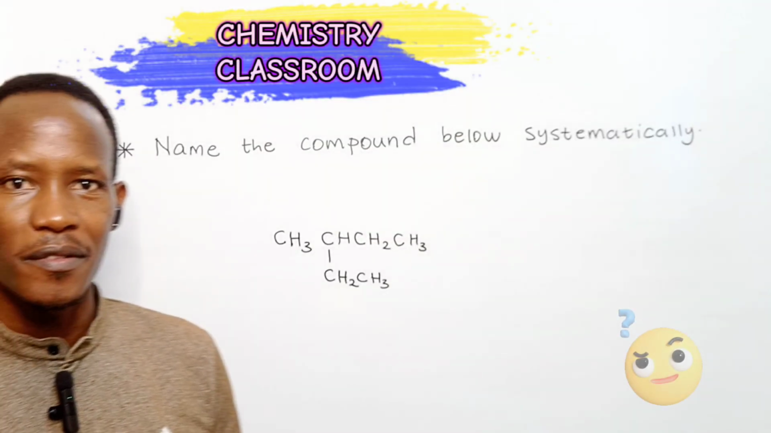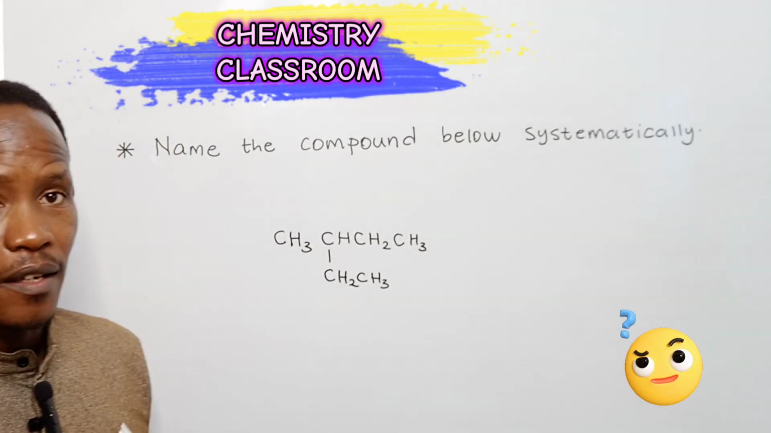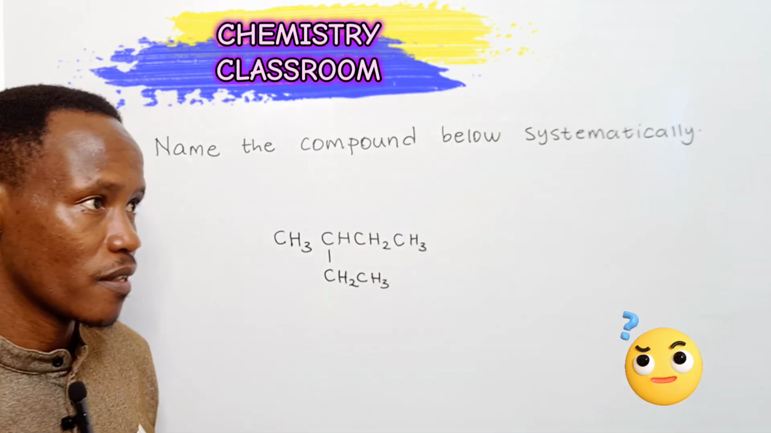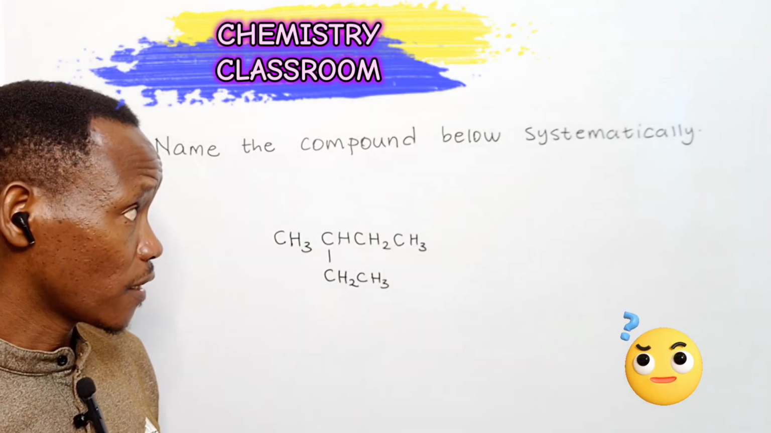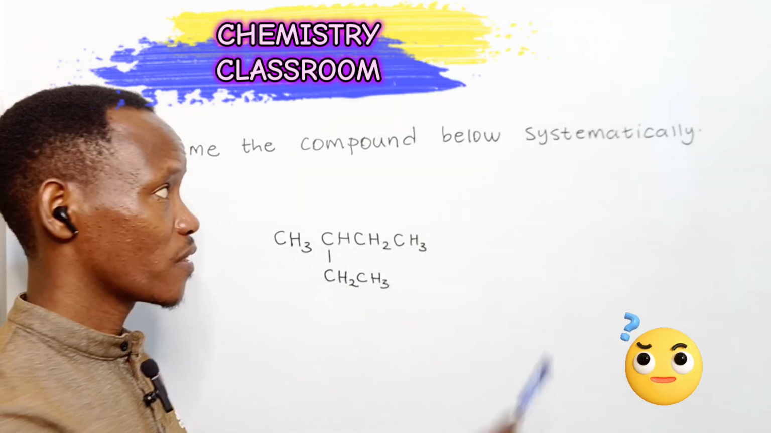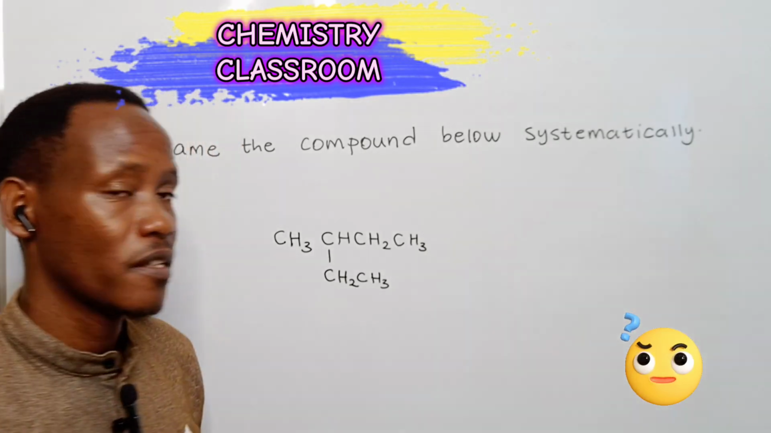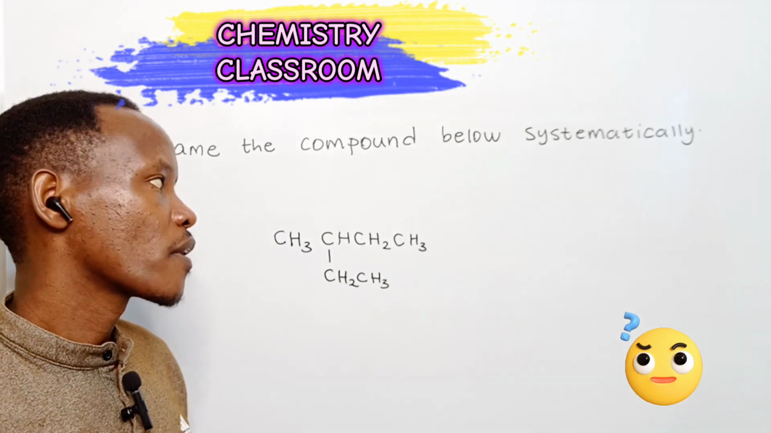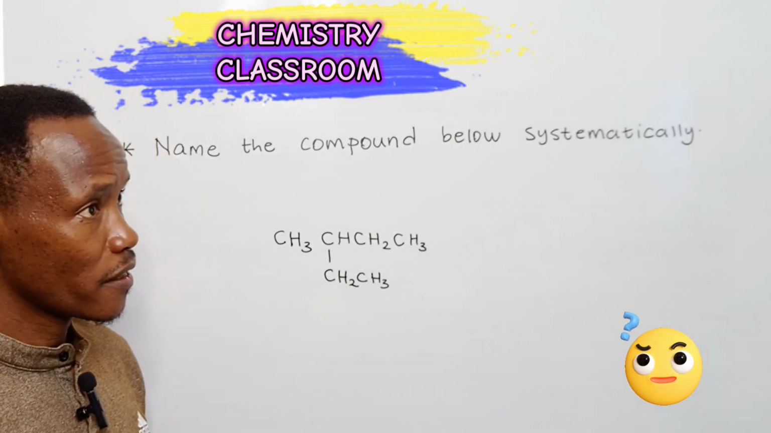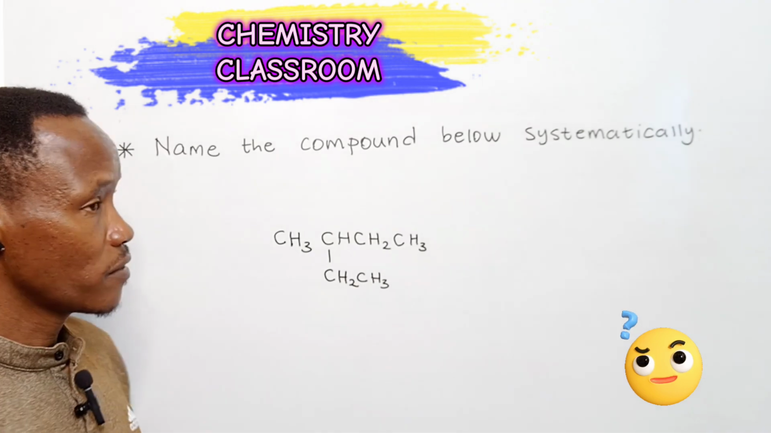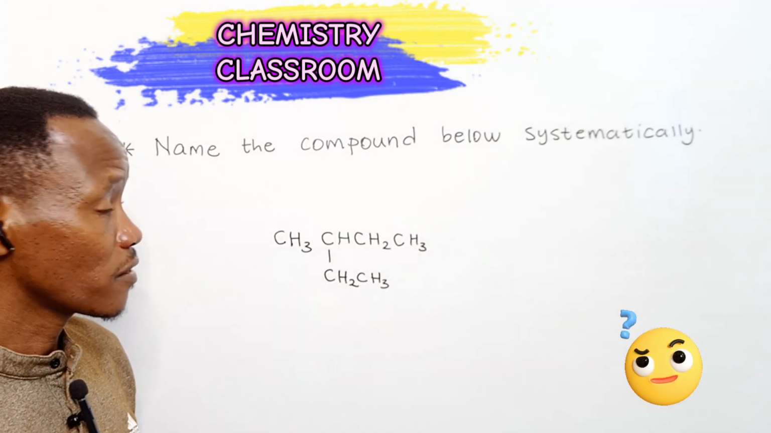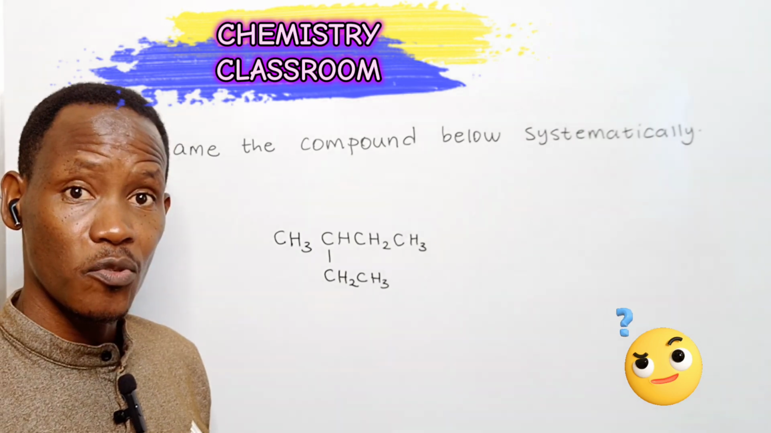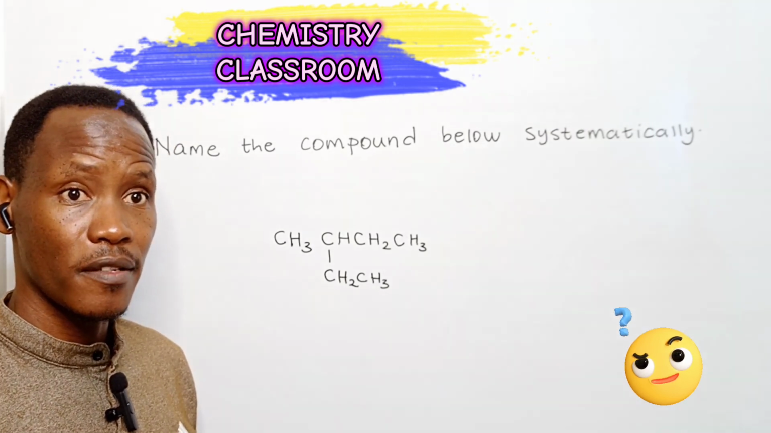Ladies and gentlemen, welcome to the classroom. Before us, we have a question where we are supposed to name the given compound systematically. As I have said before, the word systematically guides us to use IUPAC guidelines. According to IUPAC guidelines, the first step is that we must obtain our parent chain, which will help us determine the parent name.